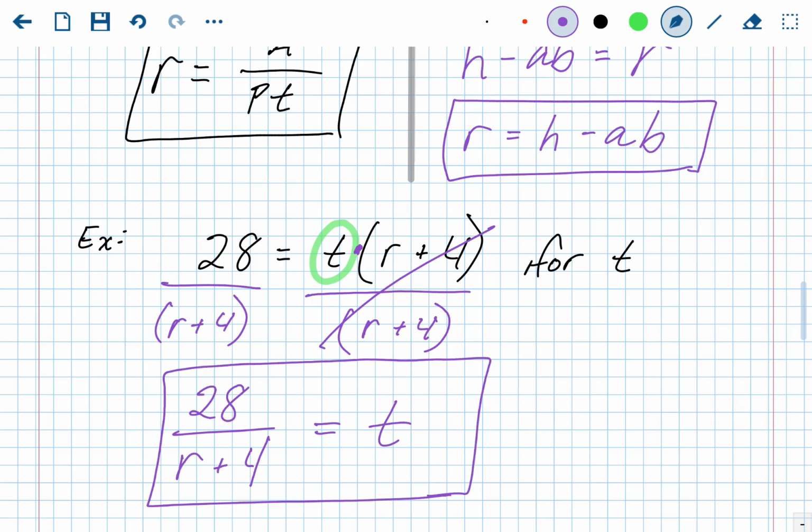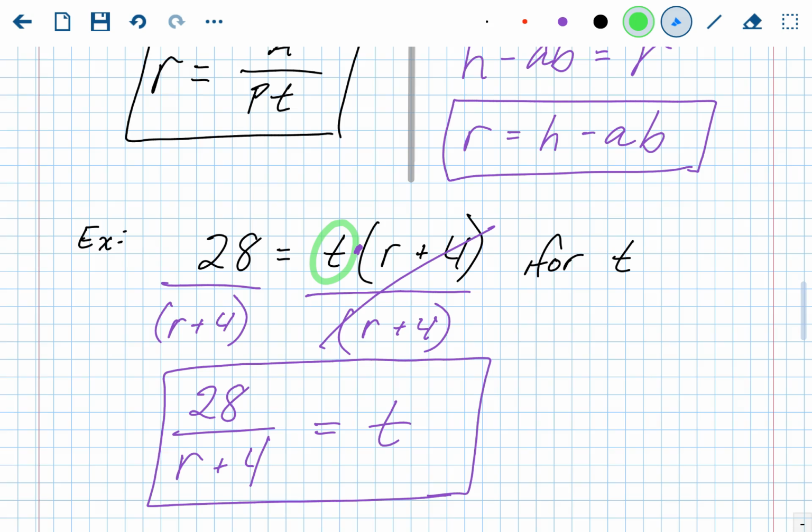Now we'll talk about this more later, but one thing you can't do is divide 28 by 4 to get 7. The denominators don't work like that. You have to have just one individual term in the denominator if you want to divide. So just leave it like that, 28 over r plus 4. You could put r plus 4 in parentheses if you want, but again, it's implied because it's on the bottom of that grouping symbol, the fraction grouping symbol.